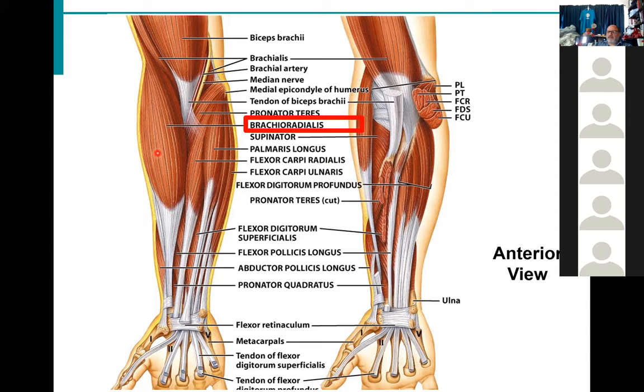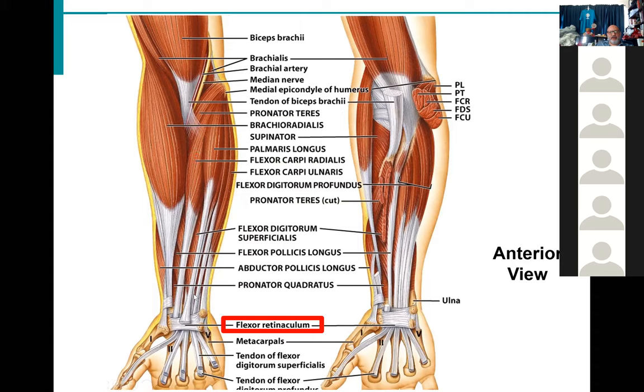All right, questions on that? All right, excellent. Just that easily then, we are now done with the muscles of the forearm.